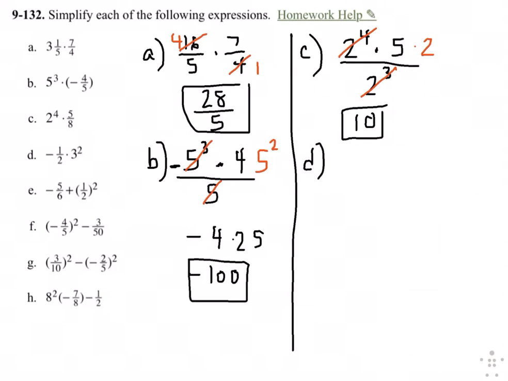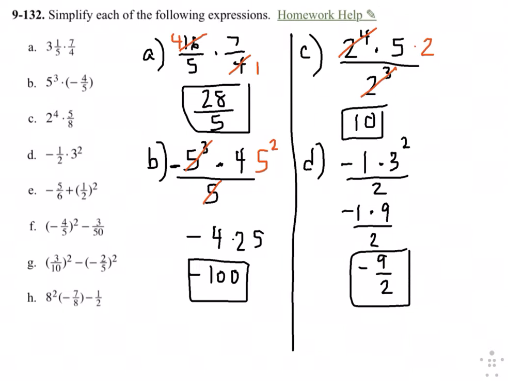Okay, for D, we have negative 1/2 times 3 squared. So that's negative 1 times 3 squared over 2. So that's negative 1 times 9 over 2, negative 9 halves for D. And let's move on. So I need to make some space here. So we'll go on from E.